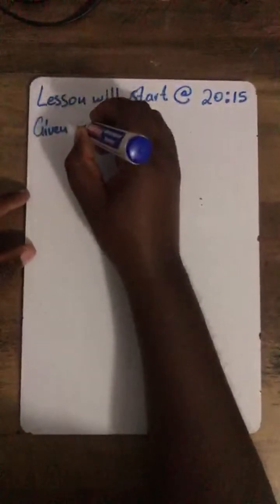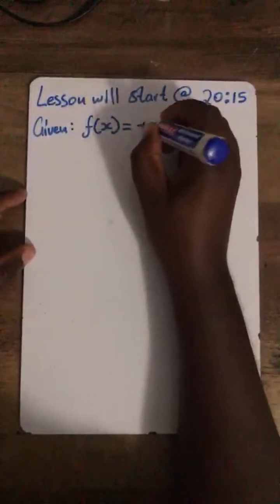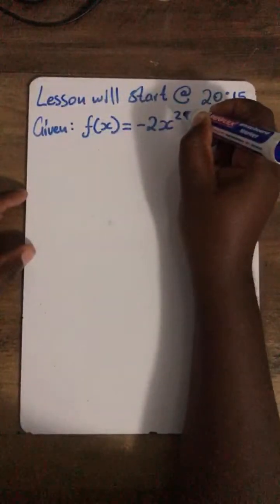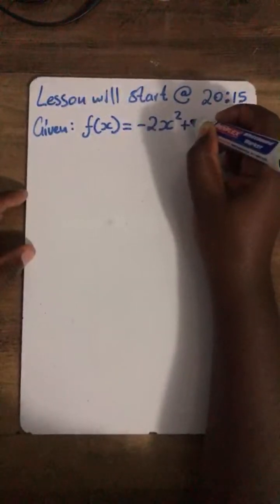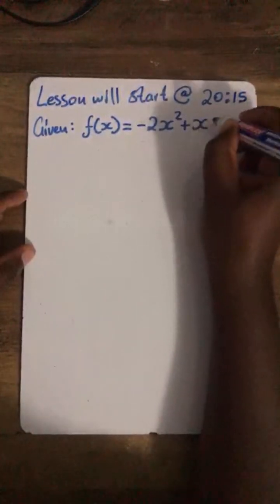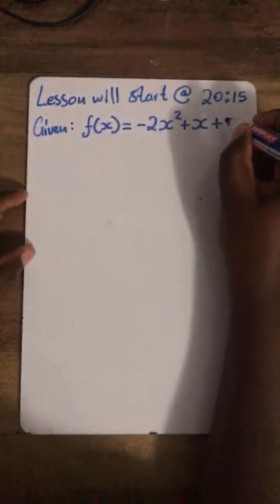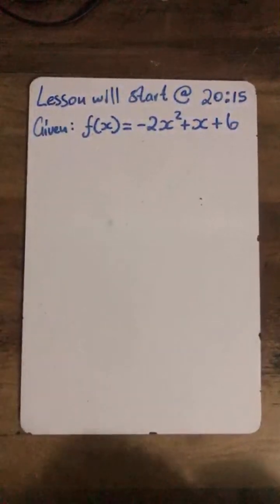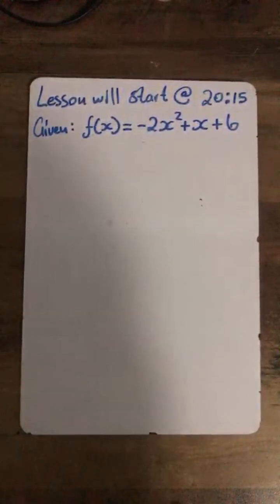So let's see, this is what we're going to be dealing with. Given f of x equals negative 2x squared plus x plus 6. And then we're going to be having some questions there.